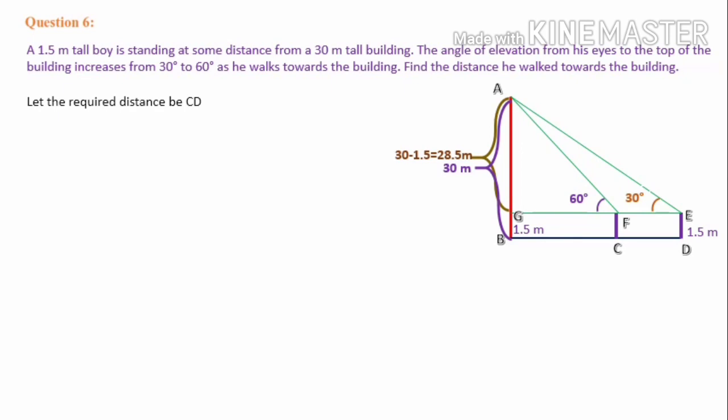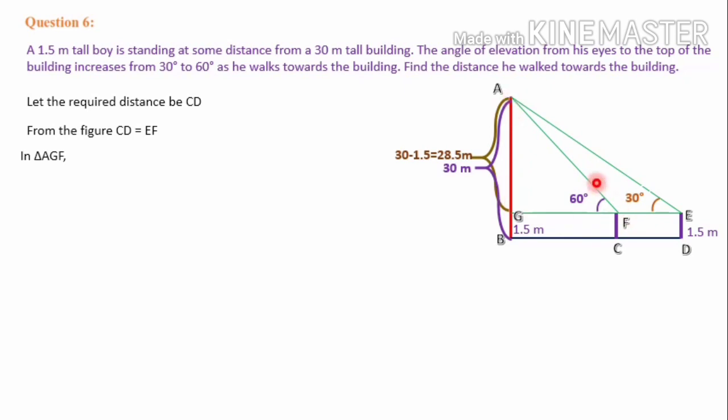Let's go for assumption. Let the required distance be CD. So CD is the distance he walked. And remember, the CD is not a part of any triangle, but instead of CD we can use EF, because from the diagram CD and EF are equal. Then let's take triangle AGF. Here we have to follow a particular procedure.